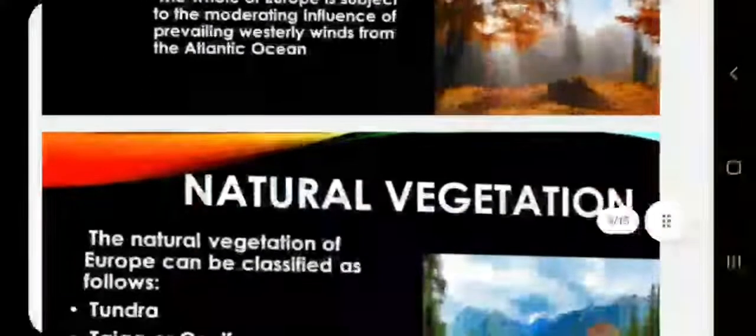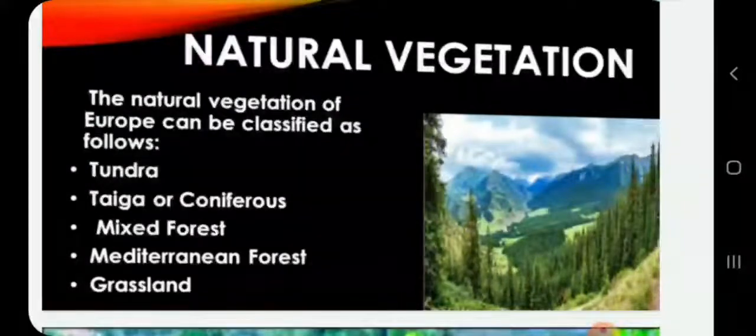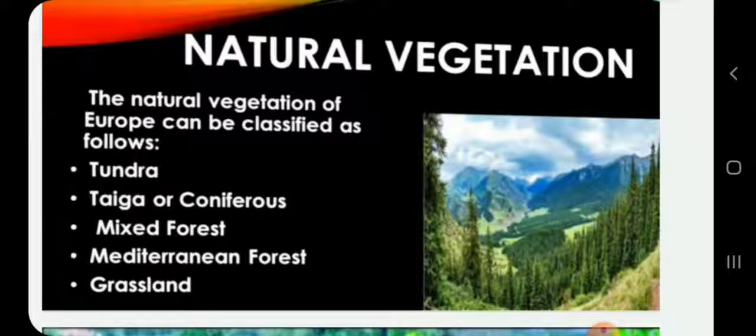And next is natural vegetation. The natural vegetation of Europe can be classified as follows: tundra, taiga or coniferous, mixed forest, Mediterranean forest and grasslands. The Arctic and northern Scandinavian highlands have tundra types of vegetation made up of lichens and mosses.